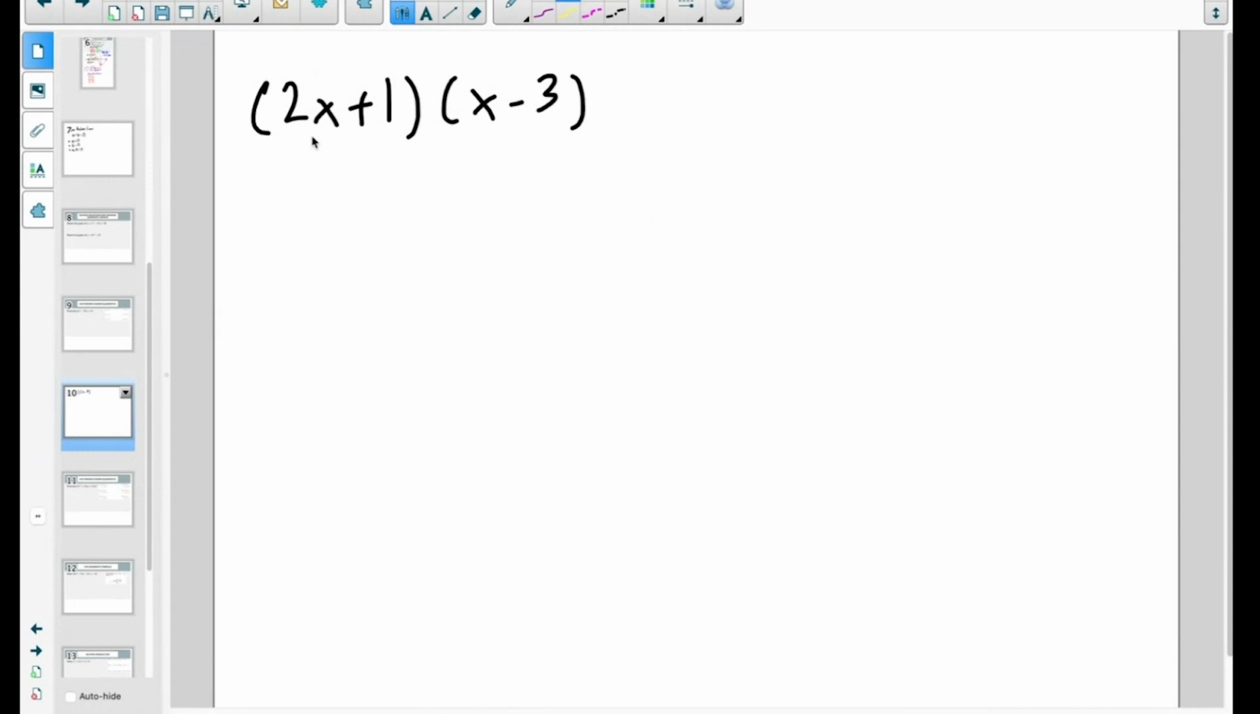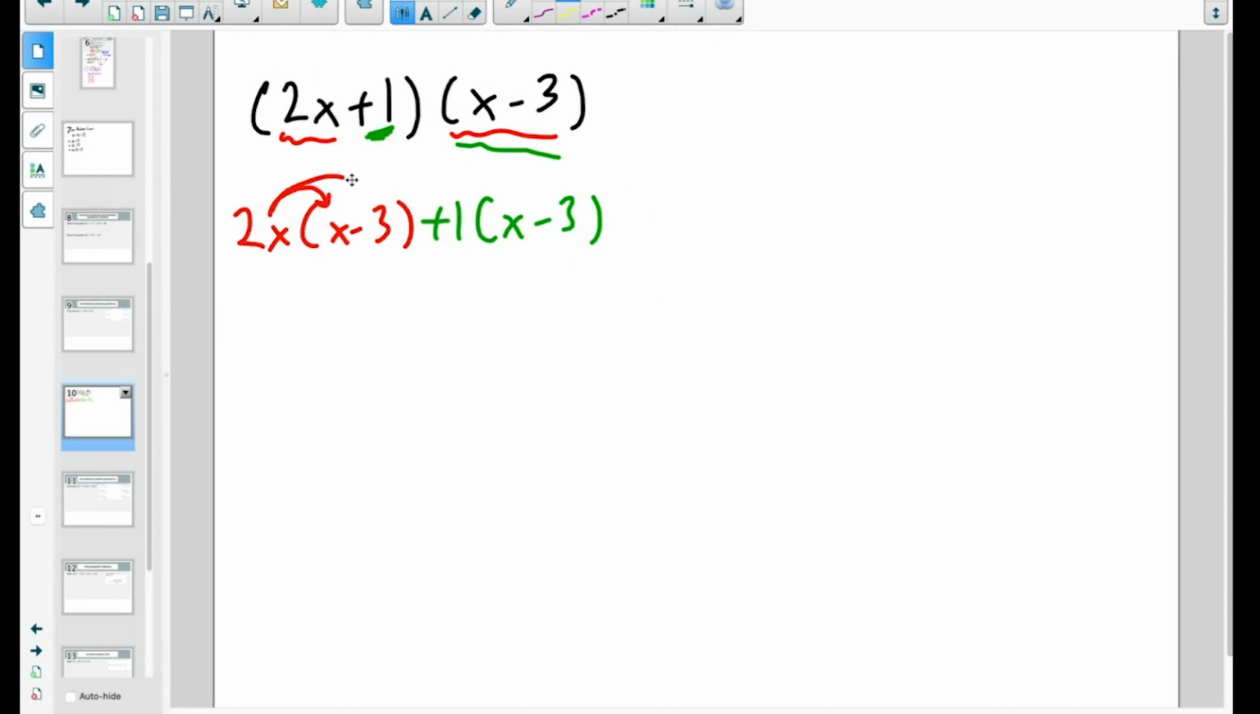One way I'd be able to expand this is by multiplying 2x with that x minus 3. So I can go 2x and x minus 3. And then after that, I can take this positive 1 and multiply it with x minus 3. So I'd have the plus 1 and the x minus 3, like so. Then I can simply expand my brackets. This will give me 2x squared minus 6x, and then over here, plus 1x minus 3, so plus x and then minus 3.